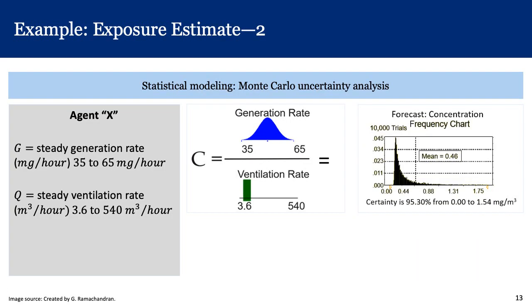So now we have the results of the Monte Carlo uncertainty analysis, and I'm just pictorially showing the concentration as a ratio of generation rate to ventilation rate. But now, instead of point values or point estimates for G and Q, we have distributions for G and Q, and we end up with a distribution for C.